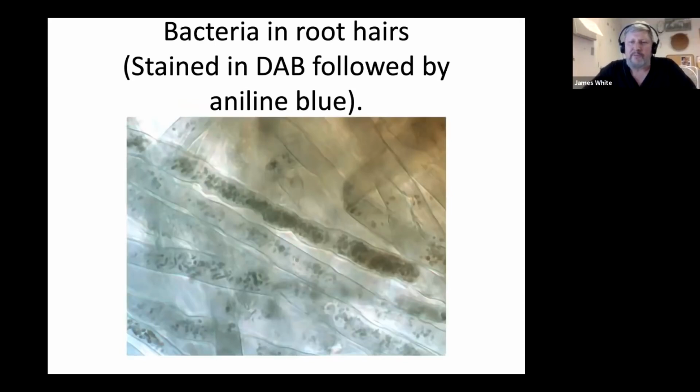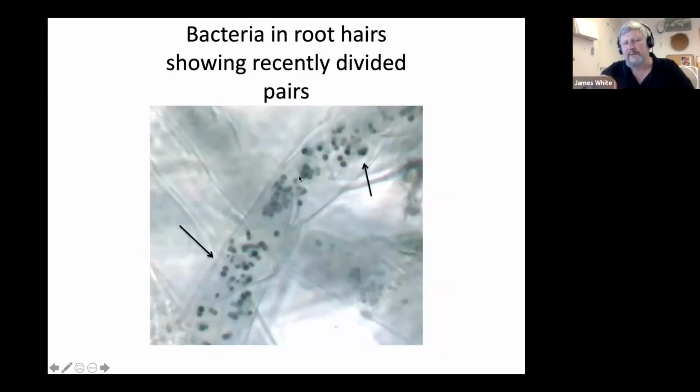This is a close-up of some of those hairs, and you can see here, these are the root hairs, and you can see little dots in there. Those are loaded with bacteria, all in those hairs. These hairs become filled with microbes. Here's a hair, here's another hair. You can see the arrows now, the lower arrow, you can see kind of two little dots there. Those are where those bacteria have divided.